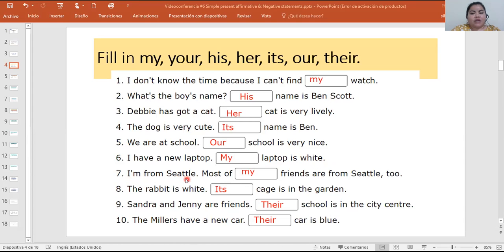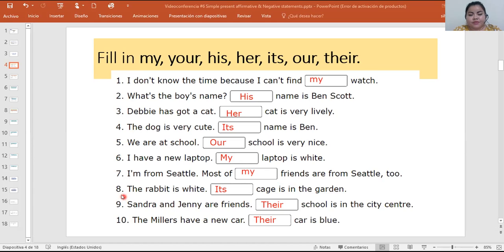I am from Seattle. Most of my friends are from Seattle too. Very good. Read one more time. Una vez más. I'm from Seattle. Most of my friends are from Seattle too. Very good. Friends. Repeat. Friends. Excellent job. Let's continue here.